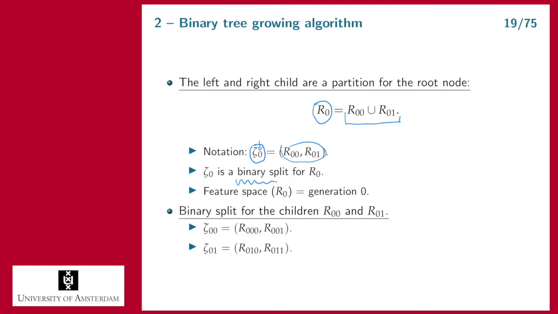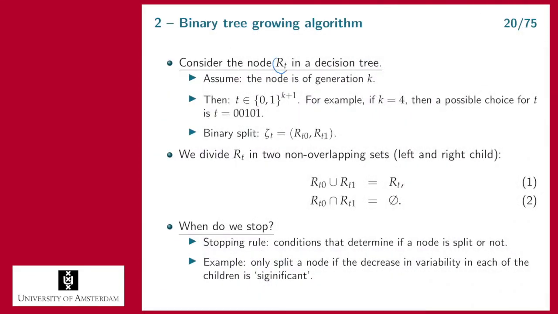We can then have the split zeta00, which is the binary split for R0, and the same for zeta01. Assume we have a node RT in our decision tree and say the node is of generation k. It means that you have k plus 1 different 0s or 1s. For example, if k is 4, it's generation 4.